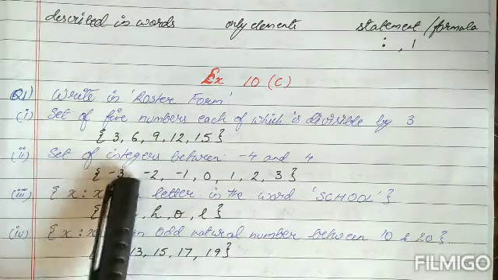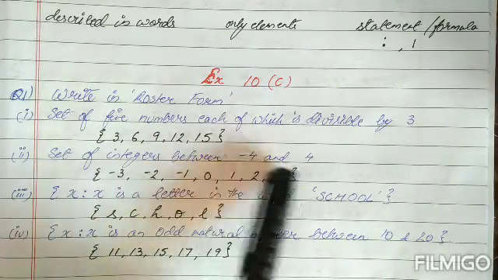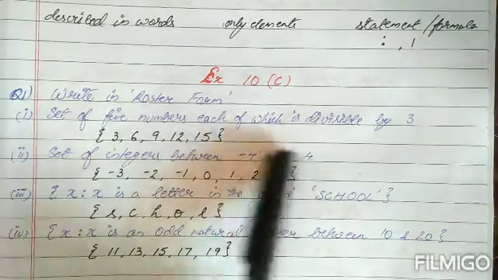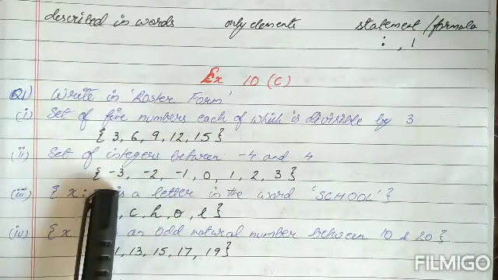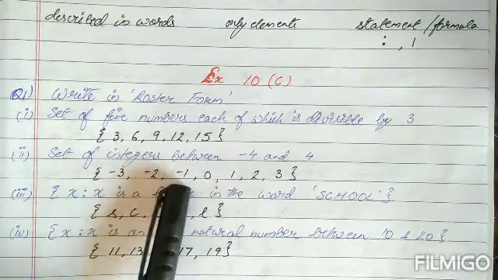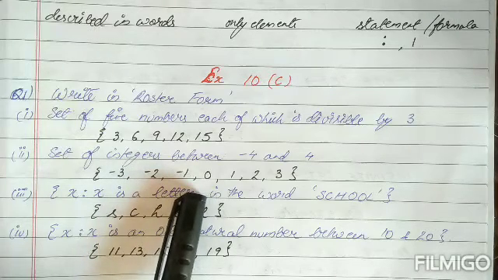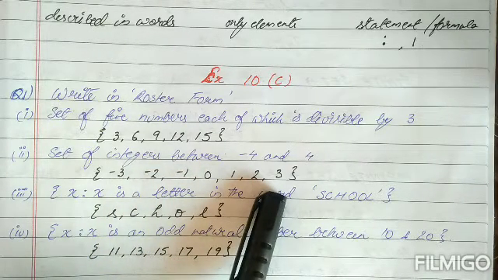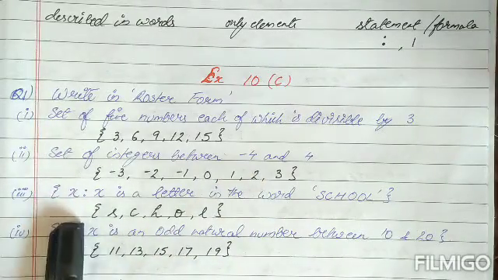Second one is set of integers that are between -4 and 4. That means you are not going to include -4 and 4 in between these. So our numbers are -3, -2, -1, 0, 1, 2, 3. Okay. Then I've taken the third one.